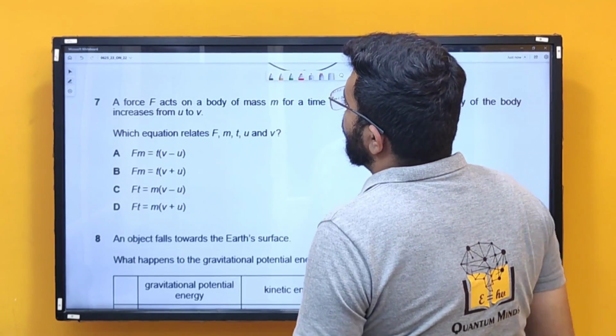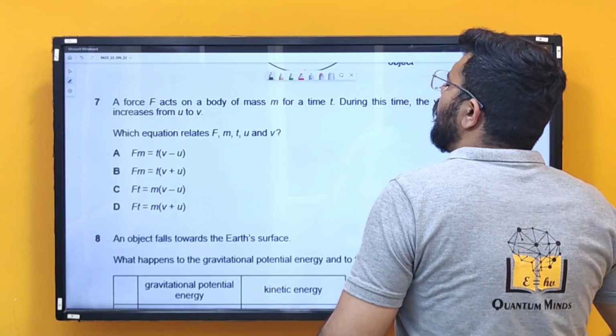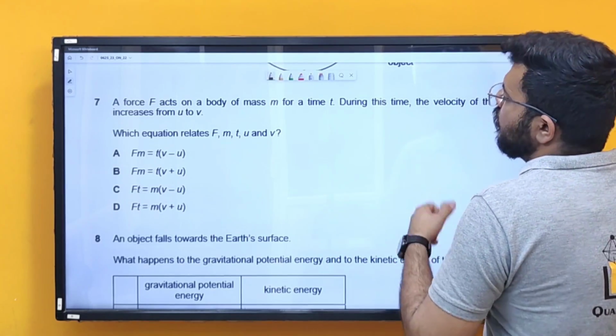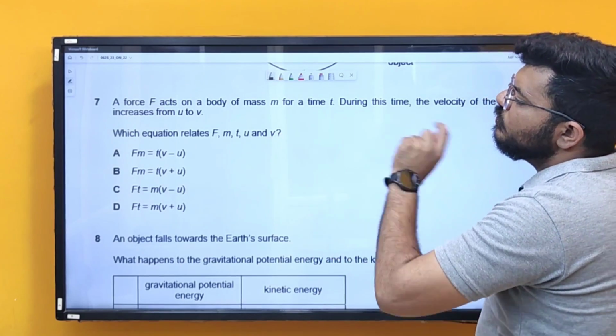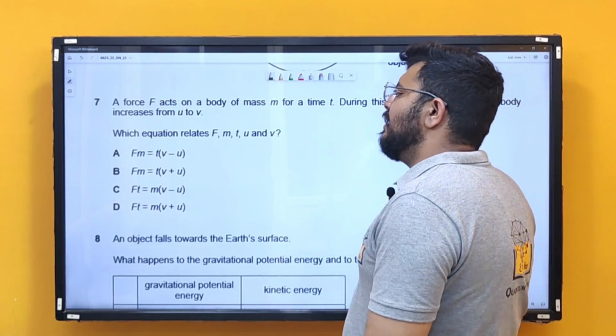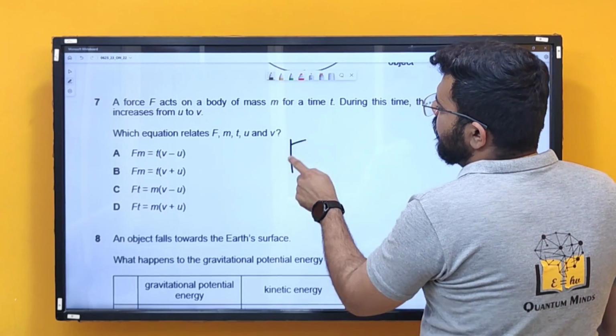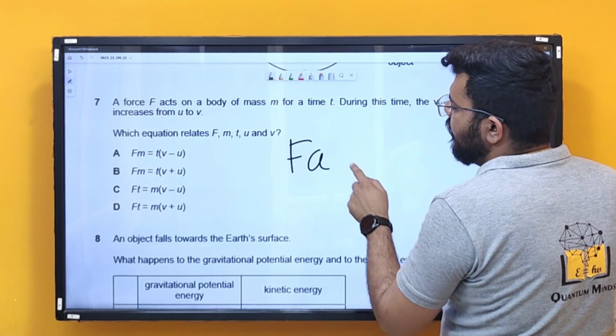Then a force F acts on a body of mass m for a time t. During this time, velocity of the body increases from u to v. Which equation relates F, m, t, u and v? So basically it's Fa, right?